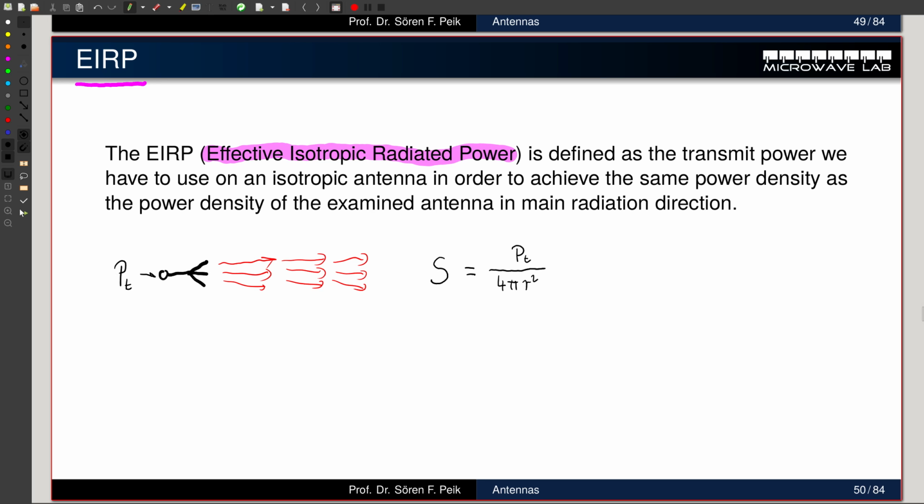I stuff my P transmit into my antenna, it's radiated, and up here when I look through a little window I see a power flux density of, well, isotropic, it would be PT over 4 pi r squared. Since this antenna has gain, and my gain defines the factor it transmits more in this direction, then my actual power flux density becomes G times PT over 4 pi r squared. Very important formula. Let's mark that.